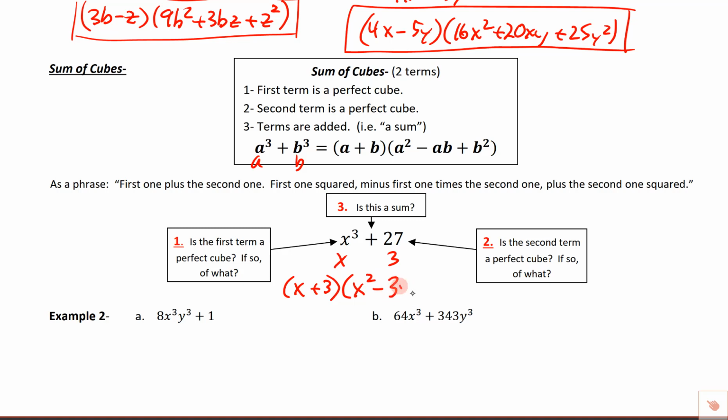Then the two of them multiplied together, and we normally write the 3 in front because it's a coefficient, and then plus the second one squared. So there's our answer on that one. Let's take a look at these guys right here.